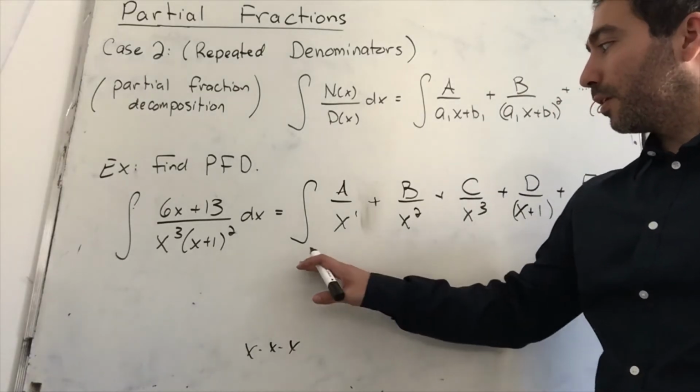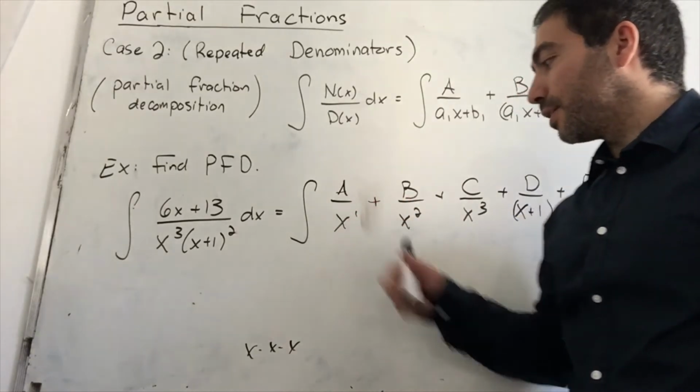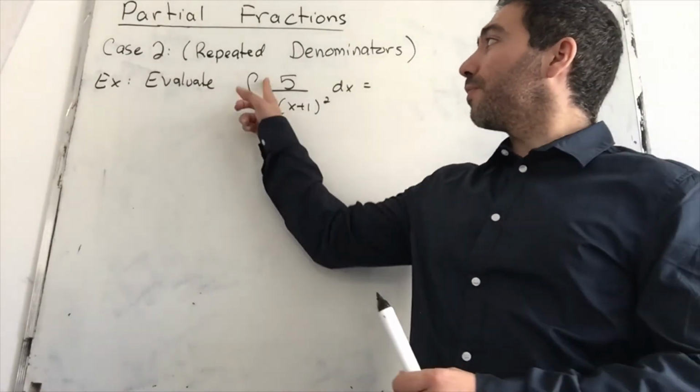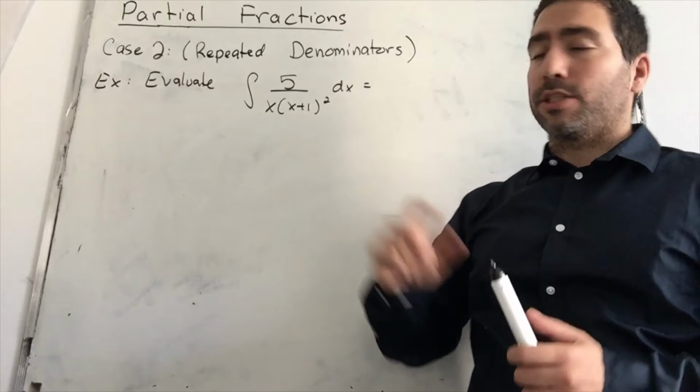Okay, so very similar to the first case. Let's go ahead and take a look at an example and actually solve it. So here we have to evaluate the integral 5 over x times x plus 1 all that squared dx.